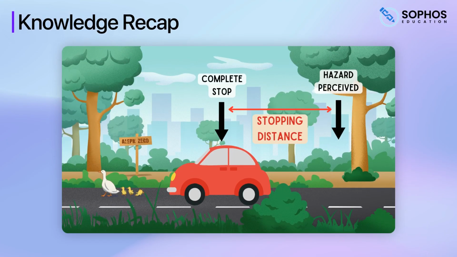So far, we have discussed stopping distance, various safety features in vehicles, and the factors influencing reaction time. Building on this foundation, we can now delve into the specific factors that affect braking distance. Let's get started.